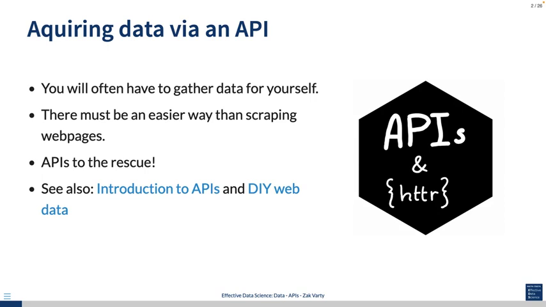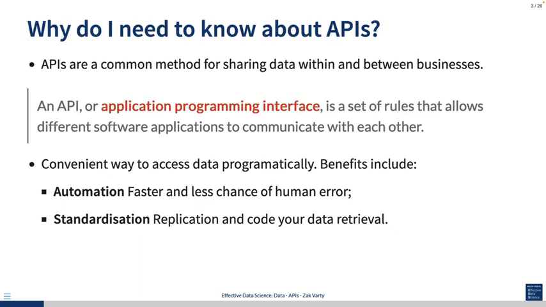This material draws together the Introduction to APIs book written for Zapier by Brian Cooksey, and the DIY web data section of the Stat 545 course at the University of British Columbia, which was developed by Jenny Bryan, who we've mentioned many times already. So, why exactly do you need to know about APIs as a data scientist?